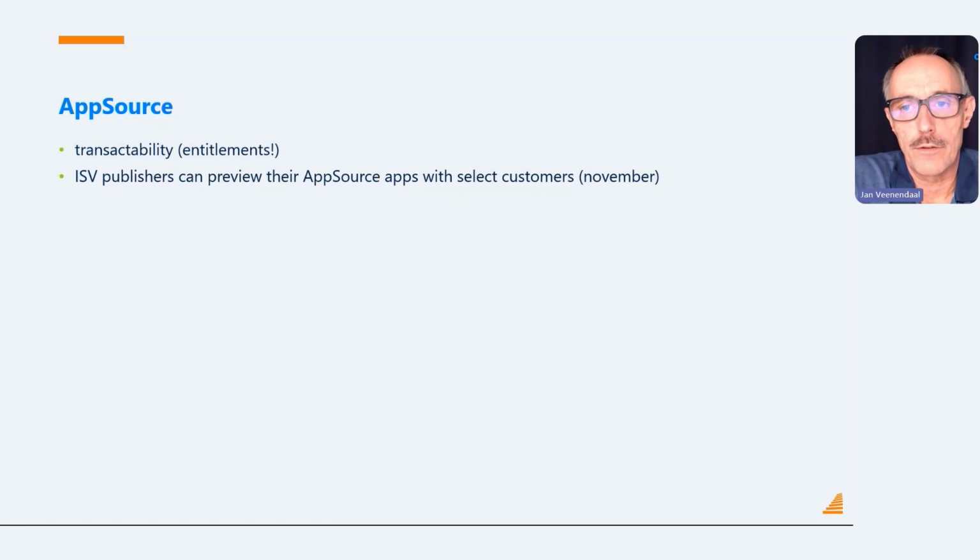And in the future, probably next month, you as a publisher can have a preview of your app with a select number of customers. So you can publish your app and say, okay, I have 2 customers who do extensive testing, and only when that is successful will I publish for the general public.